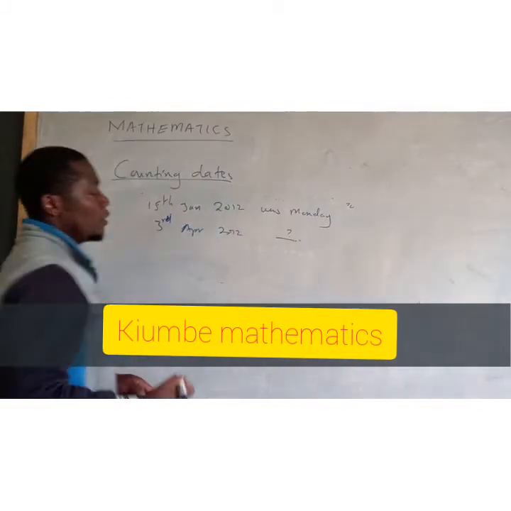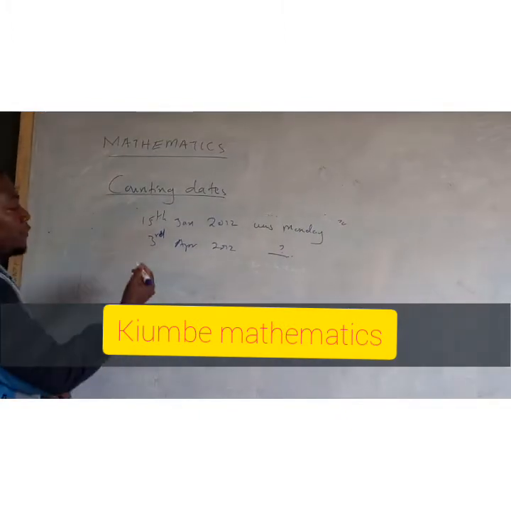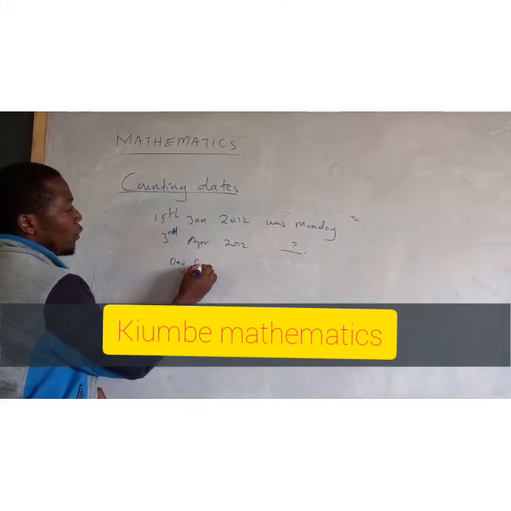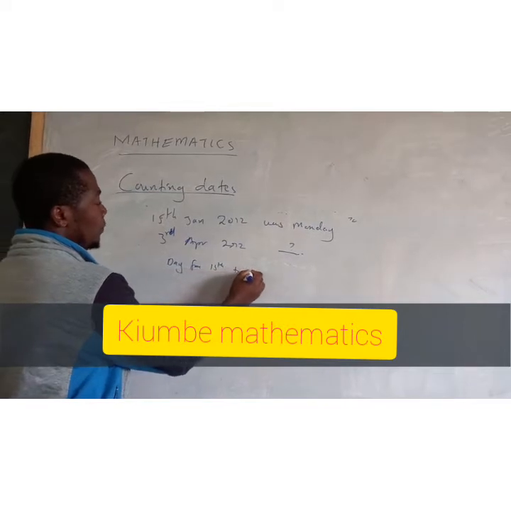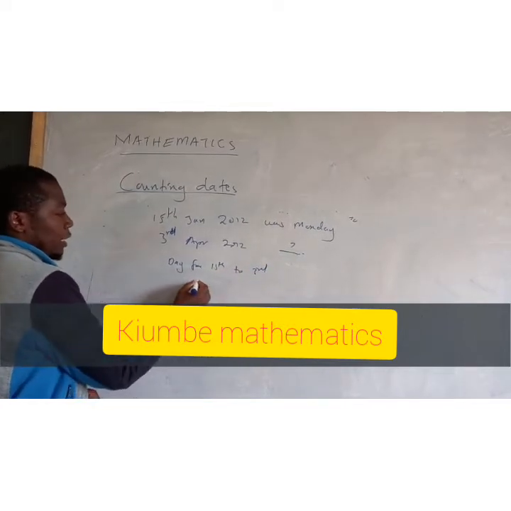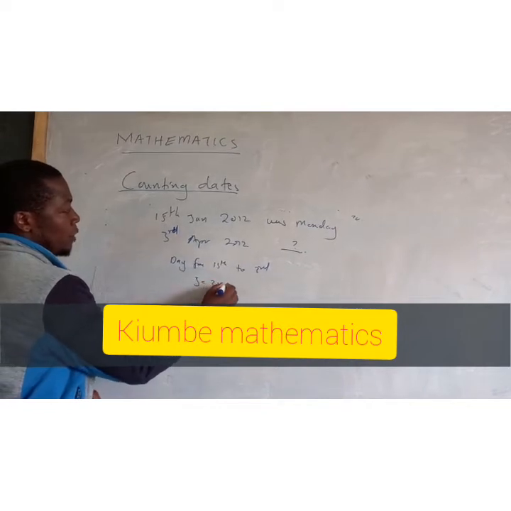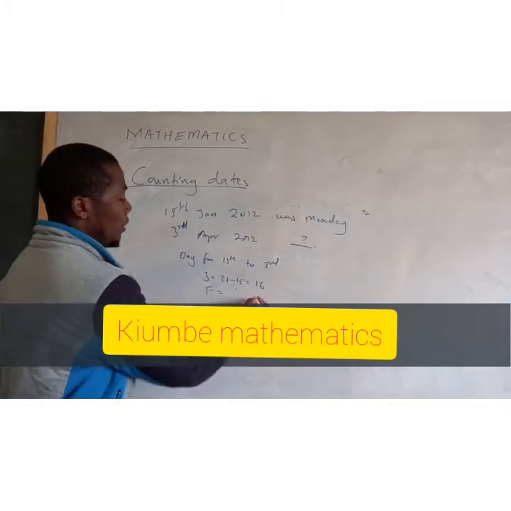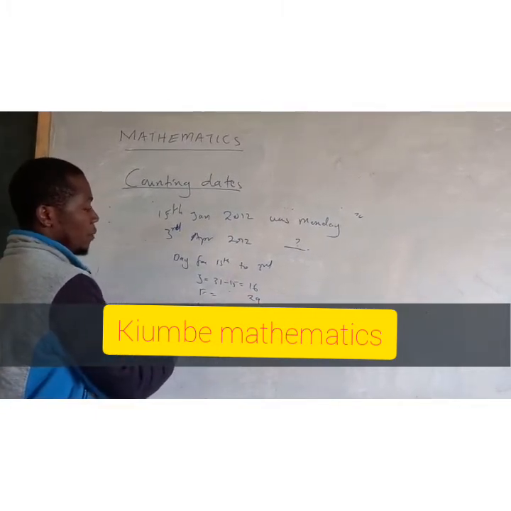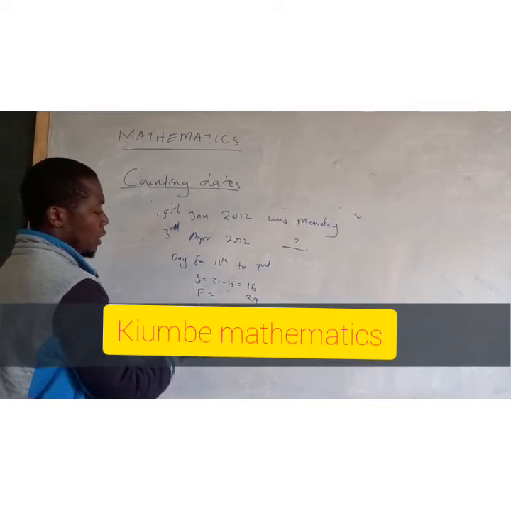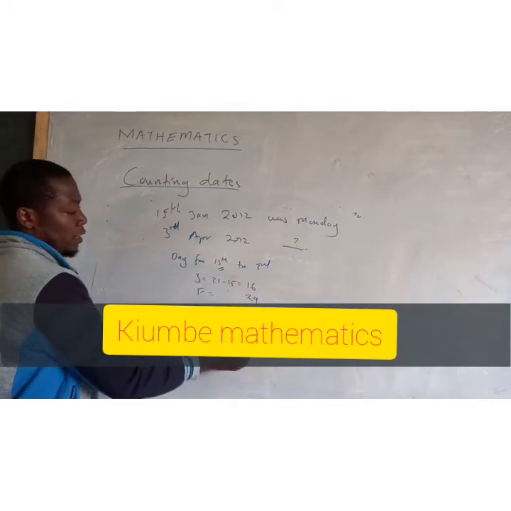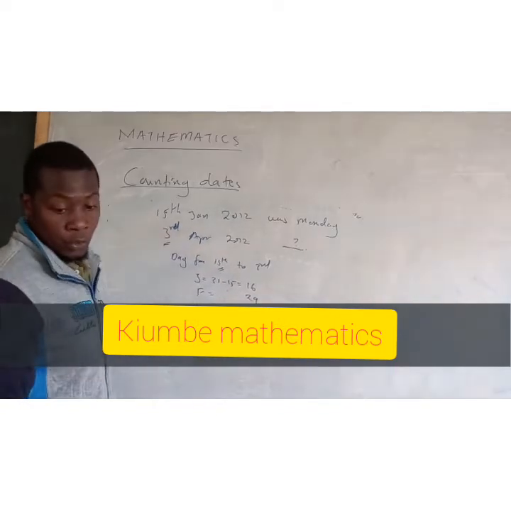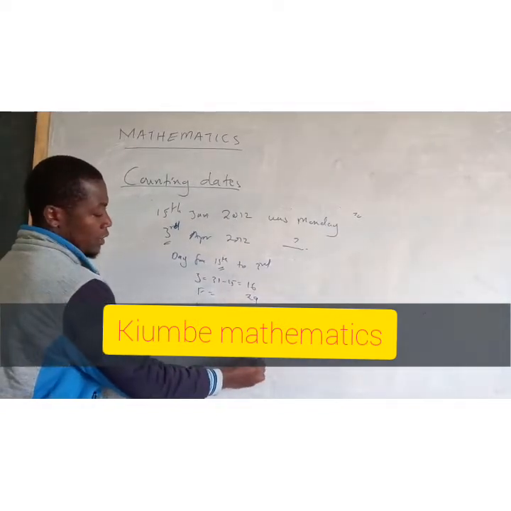When will that be? For you to get that particular date, the first step is to count days. How many days are from 15th January to 3rd April? In January we get 31 minus 15, which gives us 16. February, since it's a leap year, we take 29. Then March is 31, and then April, up to the 3rd, so we take 3. You find the sum, and it gives you 79.